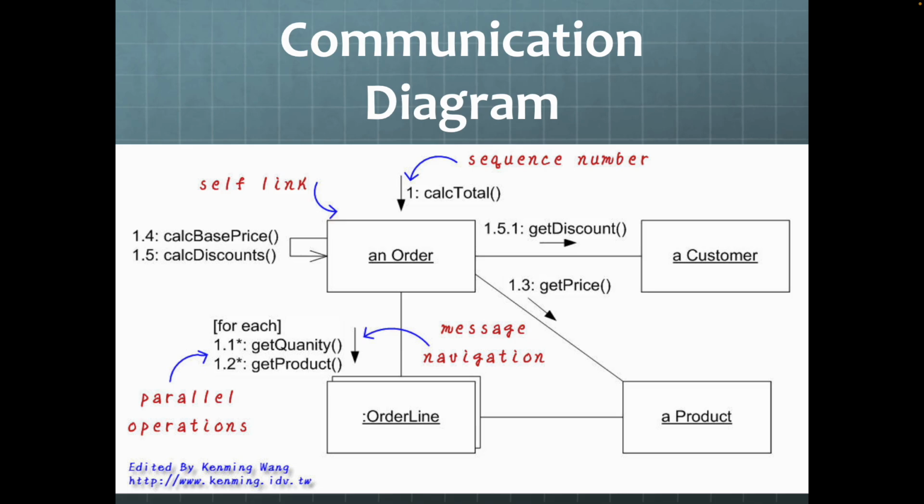So now you have to collaborate with another object. And then 1.4 is calculate the base price and then calculate discounts. And part of calculating discount is for a specific customer, there might be different discounts. Like different customers have different discount codes, for example. So you get that from the customer. So that's another form of collaboration. And finally, you finish calculating the total. So that's a different way of doing things.